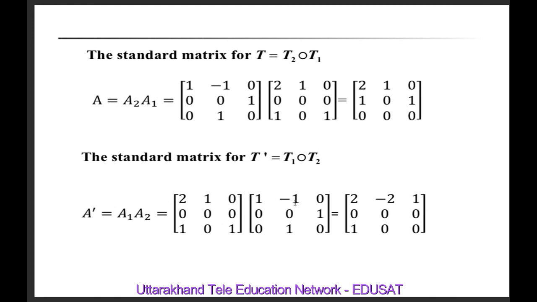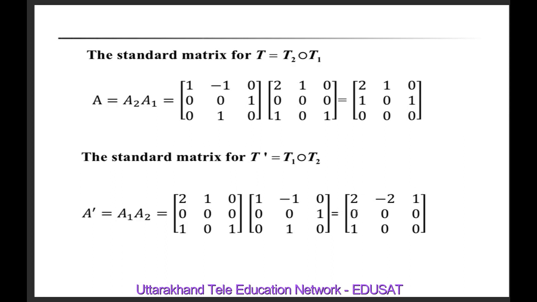A2 is 1, minus 1, 0, 0, 0, 1, 0, 1, 0. Multiply these matrices, first row with first column, then first row with second column, then first row with third column. Similarly for other elements, and write down each of the elements. The first element we get is 2, second minus 2, third minus 1 in the first row.